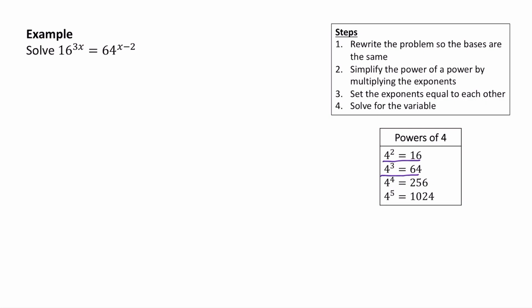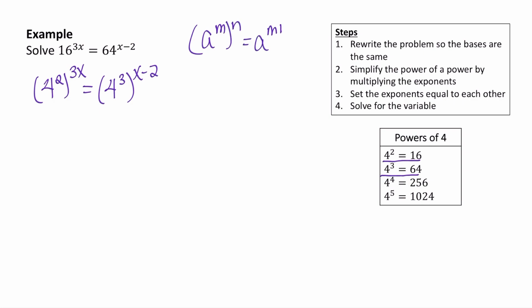So I'm going to rewrite that 16 as 4 squared, so I have 4 squared to the 3x power. And that 64, I'm going to rewrite as 4 cubed, so I have 4 cubed to the x minus 2 power. Now I'm going to use that power property, that a to the m to the n equals a to the m times n. And so I have 2 times 3x, which is 6x.